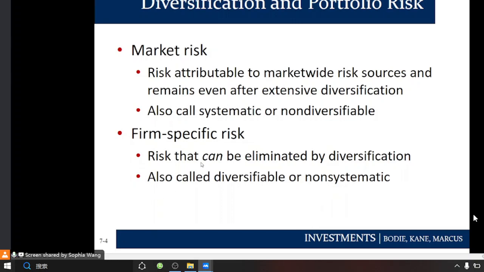In the other way, firm-specific risk is risk that can be eliminated by diversification. That means if the number of companies is big enough, there is almost no risk. So it is also called diversifiable or non-systematic risk. It will not be affected by the markets or the economic situation. So they are different.